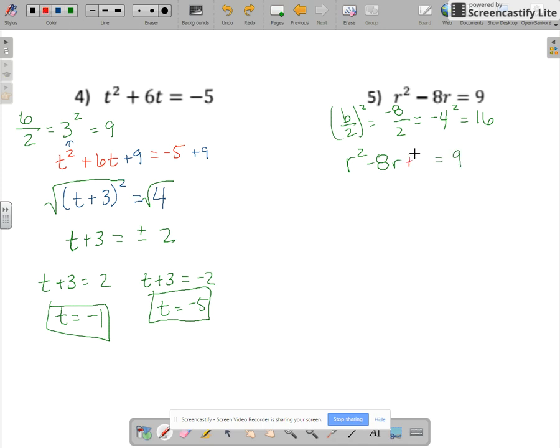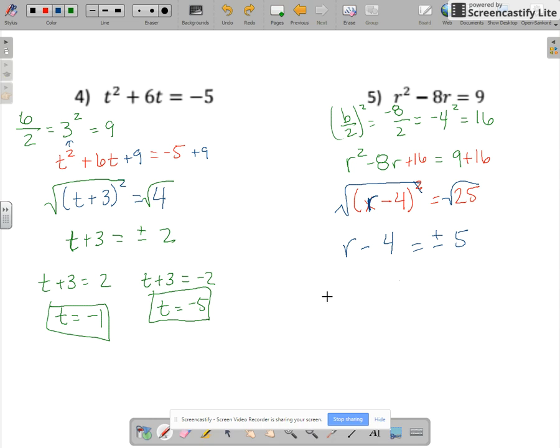So we have r squared minus 8r is equal to 9. We add 16 to both sides. This side factors to be x minus 4 squared is equal to 25. We take the square root of both sides. Square root and squared cancel each other out, so we're left with x minus 4, or r. So we have r minus 4 is equal to positive or -5.